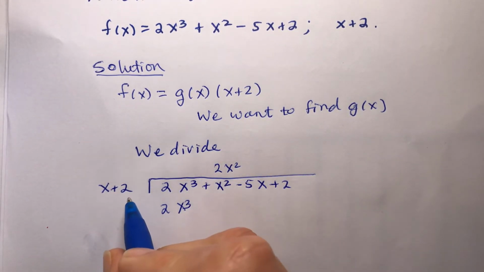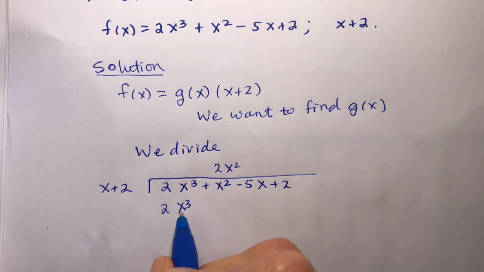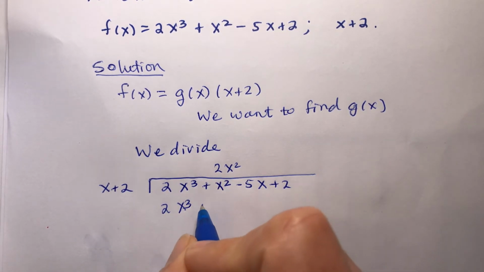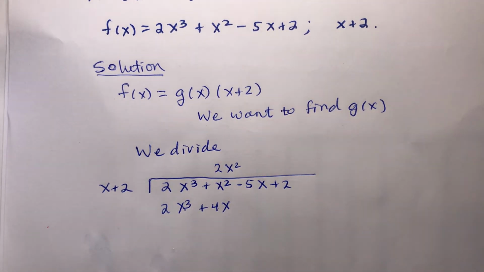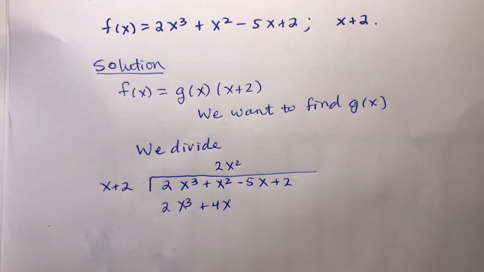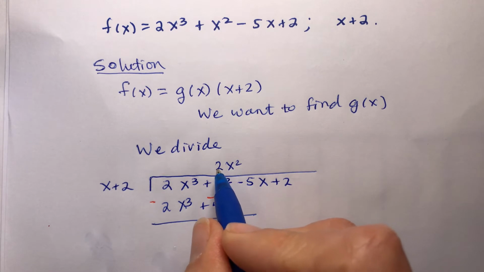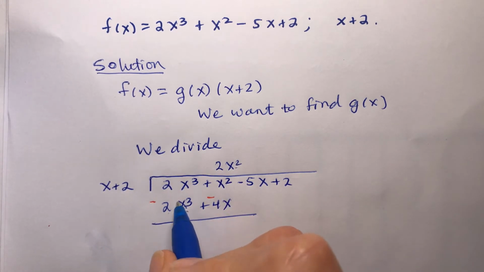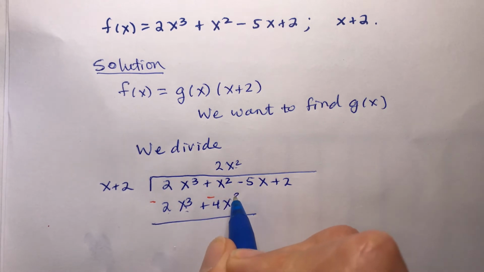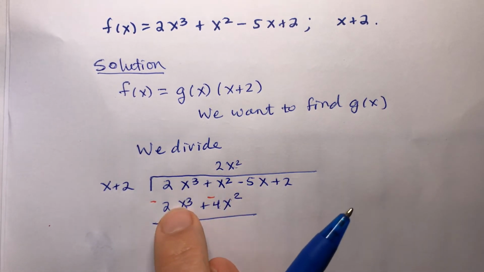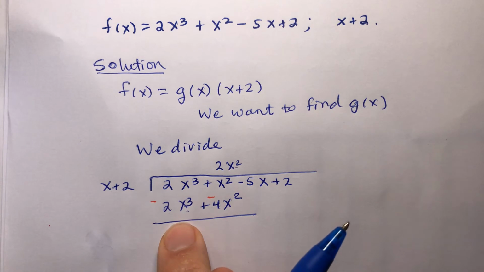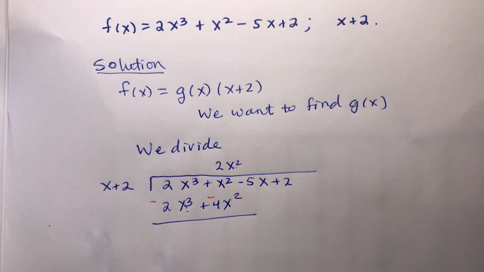Then 2x squared times x makes 2x cubed. 2x squared times 2 makes 4x. And then we subtract by adding the opposite. Little mistake here. It's 2x squared times x makes 2x cubed, and 2x squared times 2 makes 4x squared. All right. So now when I add the opposite, 2x cubed and negative 2x cubed makes 0, and x squared plus negative 4x squared makes negative 3x squared.